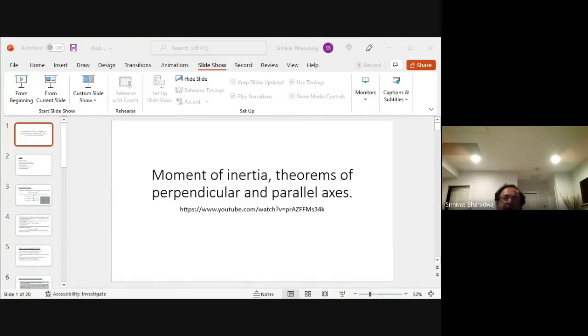Now, there is this thing called radius of gyration. Radius of gyration is the value k such that you end up with mk square as the moment of inertia. So if you had 3mr square by 5, what is the value of k?